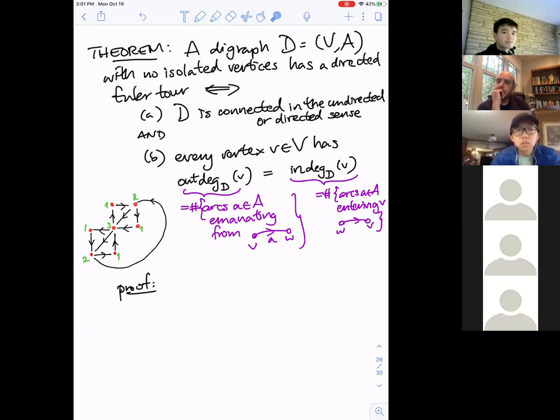Would it be possible to do a similar sort of thing, just start until you get back to your starting place and then suture on new loops? Yes, it would. If you think about it, it's the same proof. I mean, it really is just the same.